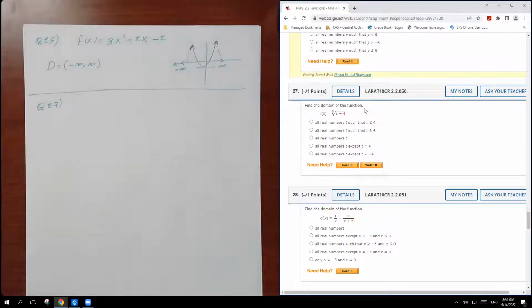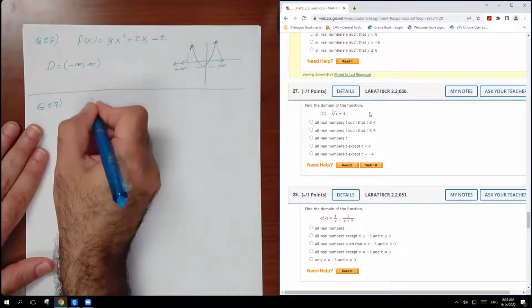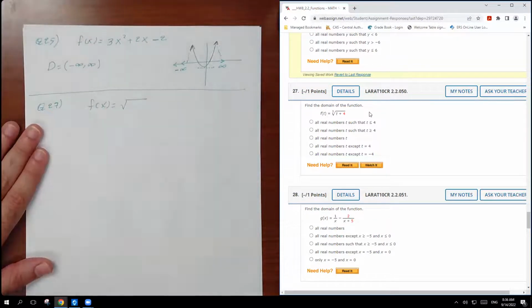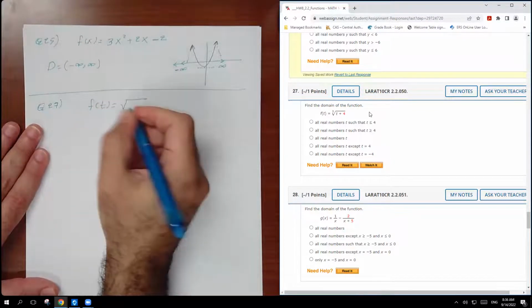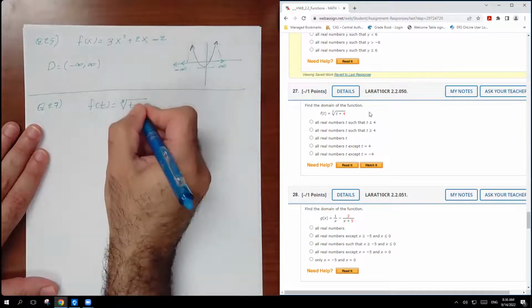If we have square root, we're going to take everything under the root and put it on the side greater than or equal to 0. But in this example, it's not square root, it's a cubic root. Find the domain of the function f of t equal the cubic root of t plus 4.